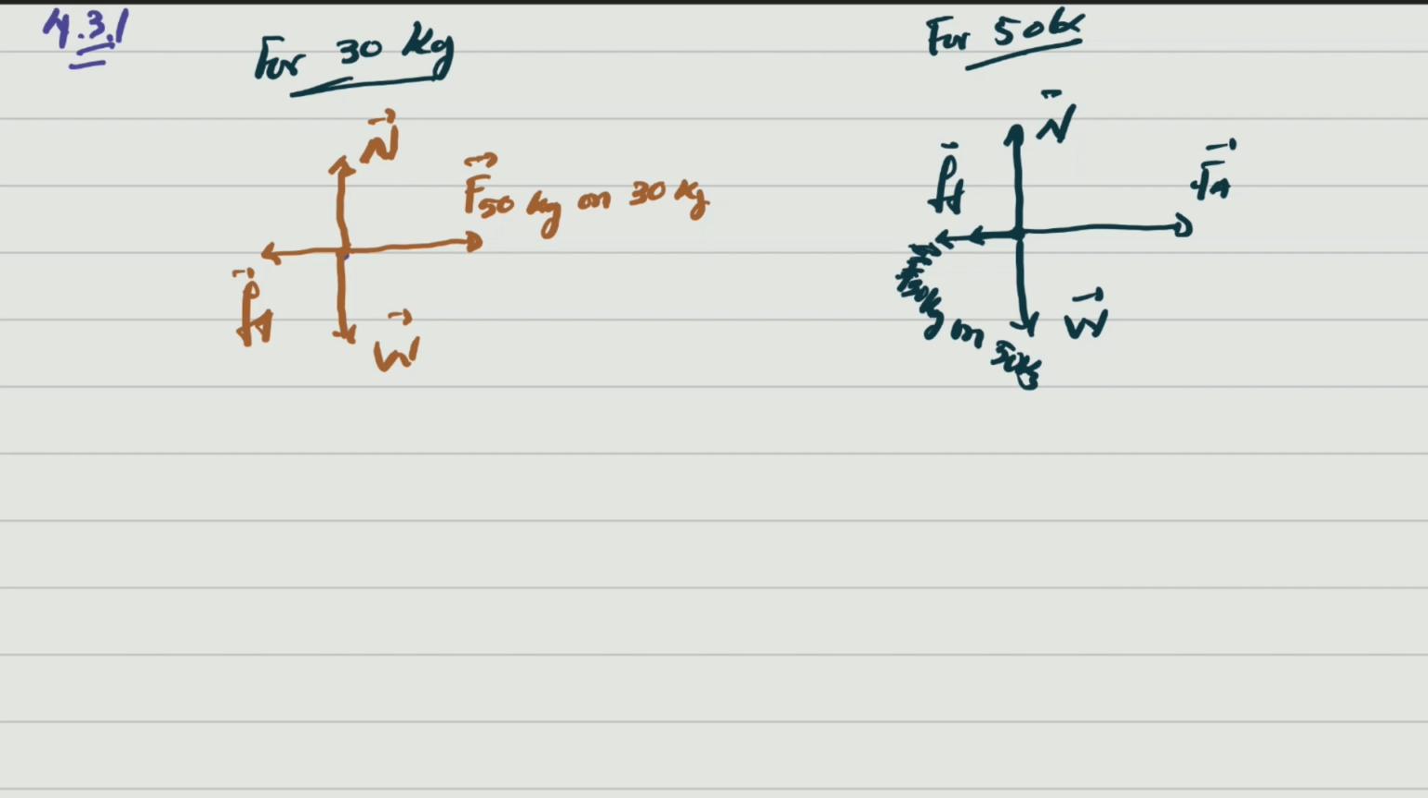So in this case, let's start with the 30 kilogram block. Remember, we're looking for acceleration. So we're going to apply Newton's second law. F net is equal to ma. Okay, what forces? We're working in x.